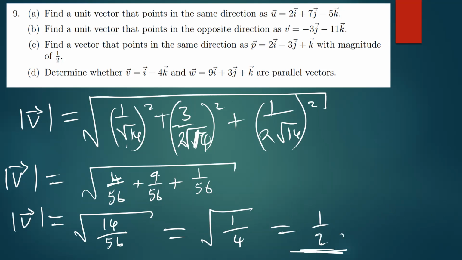We see here that the vector that we found has the magnitude 1 over 2, which proves our answer to be correct. Okay, so this is how you prove your answers, or how you know whether what you have found is correct or wrong. So let's quickly move on to the last part of the question.